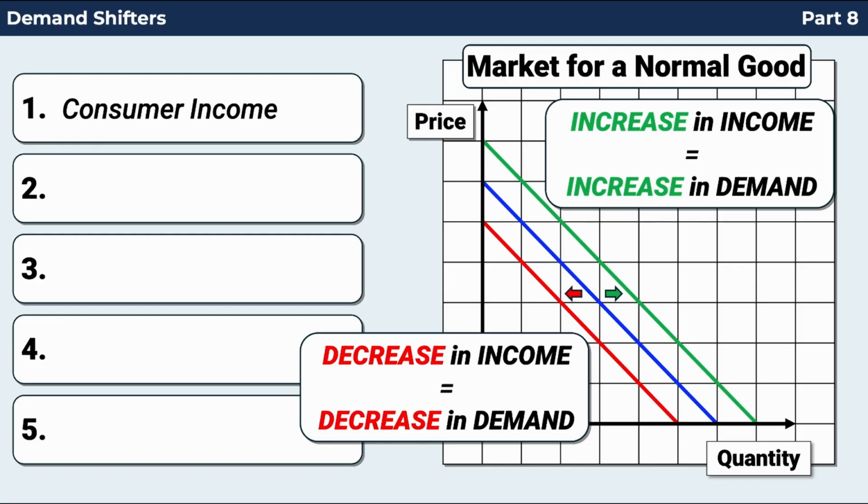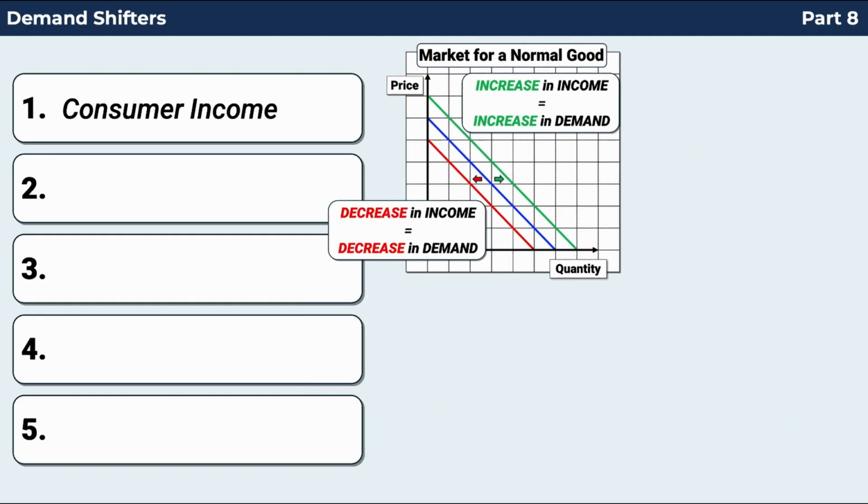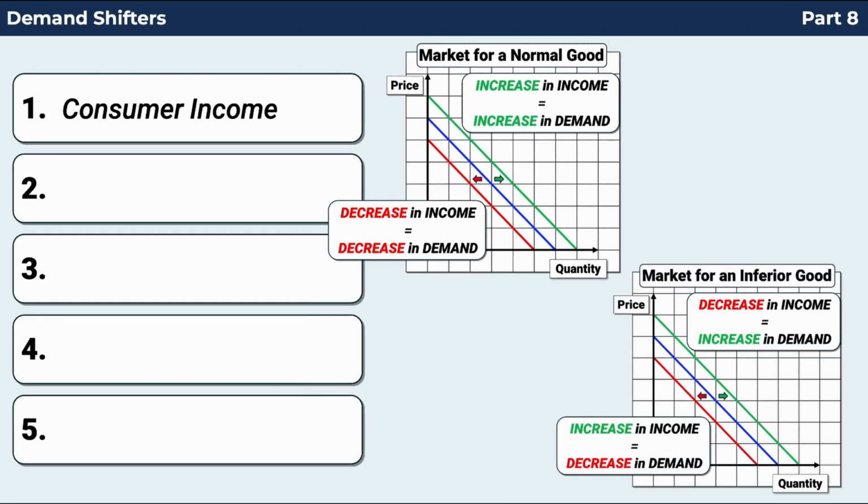Easy as that, right? Well, not quite. You see, that's just for normal goods, but there's something called inferior goods, and they work the exact opposite. So when your income goes down, your demand for an inferior good goes up, and when your income goes up, your demand for an inferior good goes down. And so you might be wondering to yourself, what in the world is an inferior good that acts so strangely? Isn't that defying the law of demand?